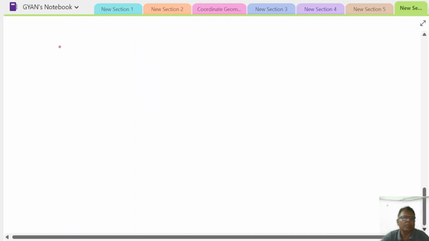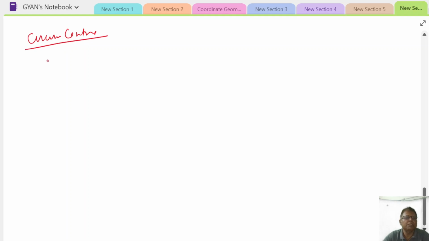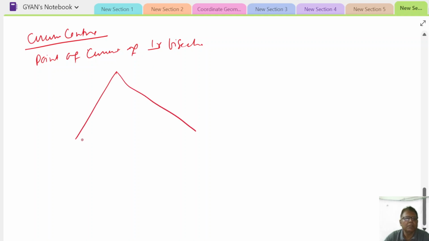Now come to the circumcenter. So what is the circumcenter? It is the point of concurrency of the perpendicular bisectors. Suppose this triangle is there. This is A, this is B, this is C. So this is a midpoint. It's a bisector and you draw a perpendicular. This is a midpoint. Draw a perpendicular, and the point of concurrency, this point, is the circumcenter.